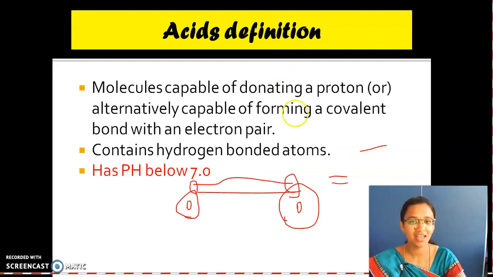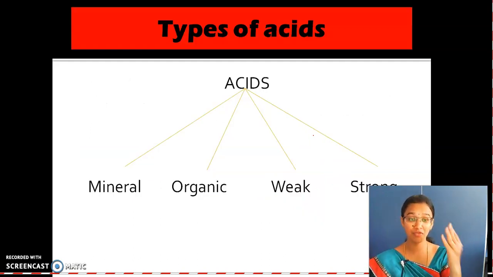And it contains a hydrogen bonded atom. So these acids have hydrogen atoms. What is the pH level? It is below 7. Shall we go to the next one? There are 4 types of acids, children. They are mineral acids, organic acids, weak acids, and strong acids. Note it down, these are not there in your book.